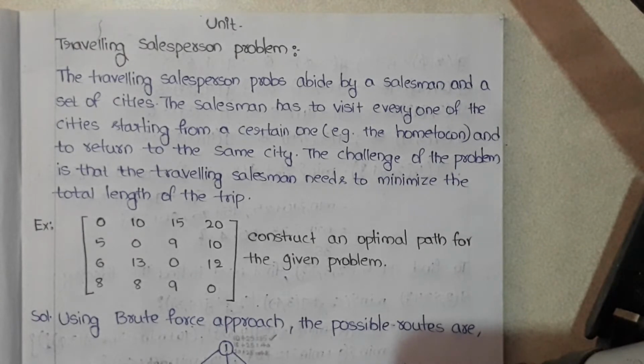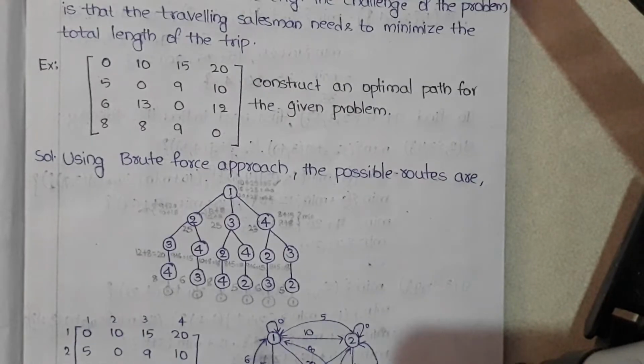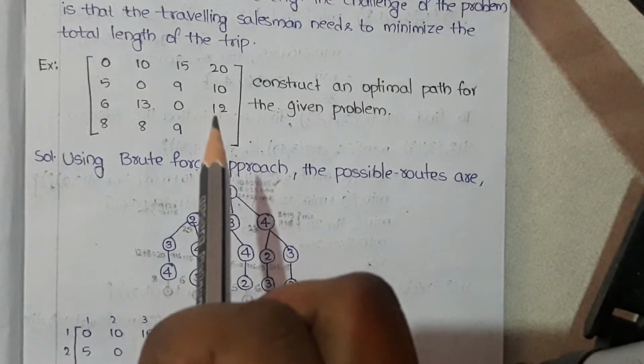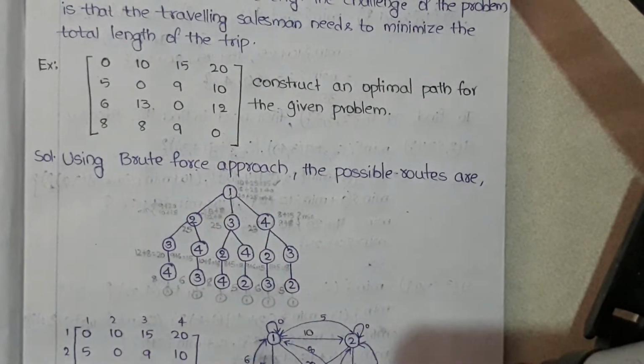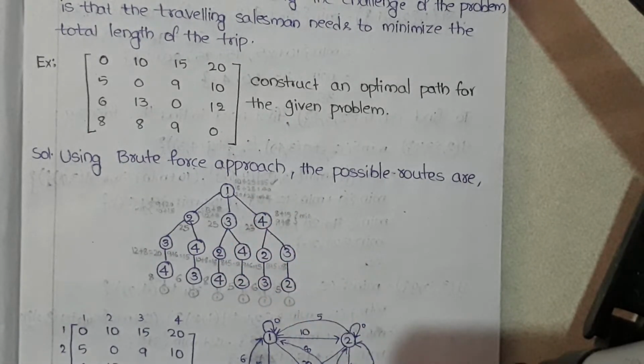So, from an examination point of view, let's discuss a problem and solution. In the question, a matrix is given. Through that matrix, we have to find the optimum path. So, this is the given matrix. First, using the brute force approach, the possible routes are these. This is the process of the brute force approach.